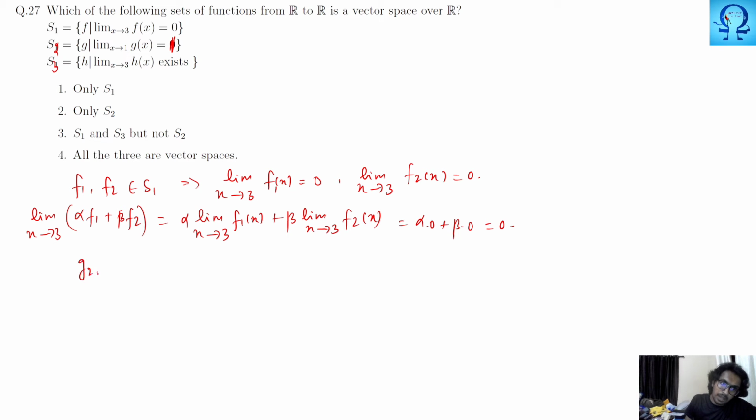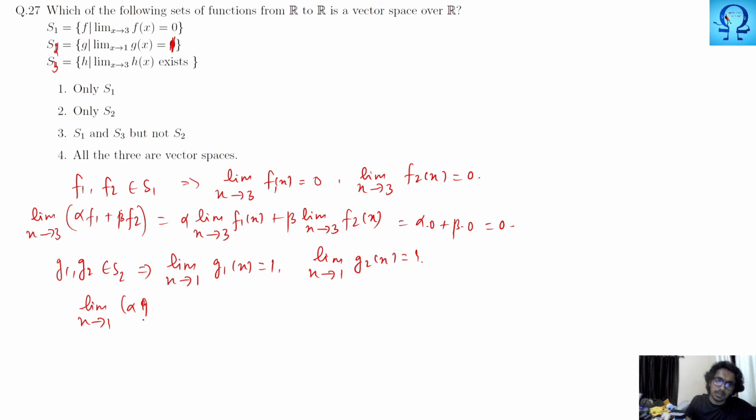When I do this for the function g, the limit as x approaches 1 of g1(x) is 1, and the limit as x approaches 1 of g2(x) is 1. So when I perform the limit as x approaches 1 of alpha g1 plus beta g2, I would end up with alpha times 1 plus beta times 1, which need not be equal to 0 always. This is one way of justifying that this S2 cannot be a vector space.